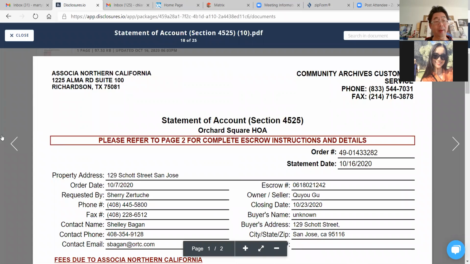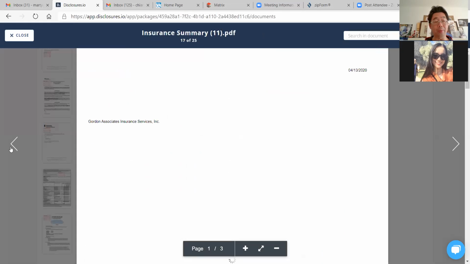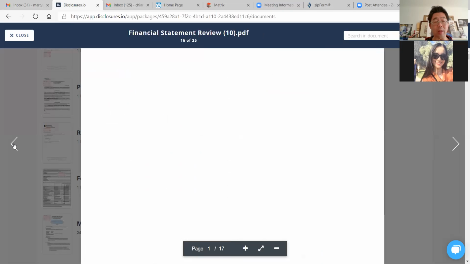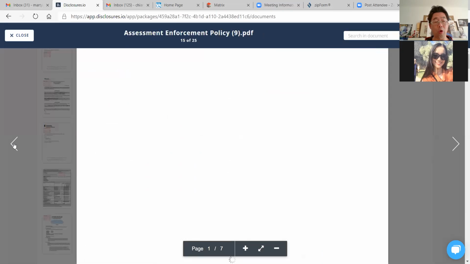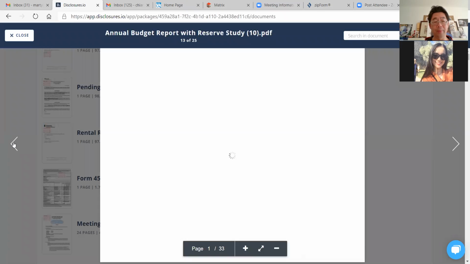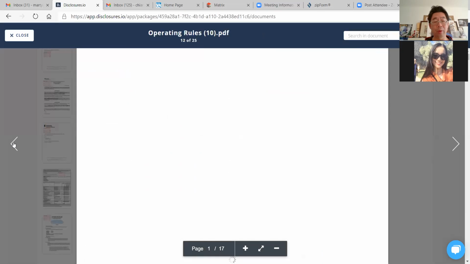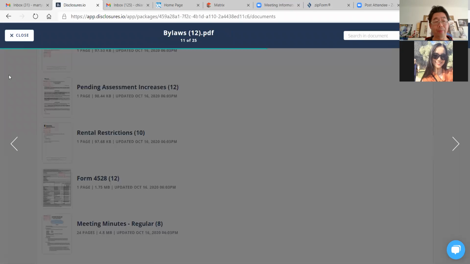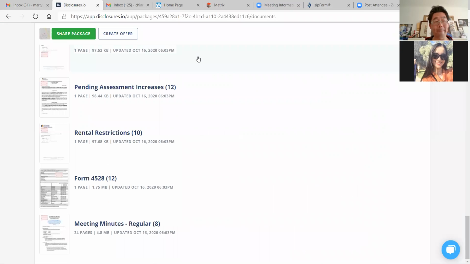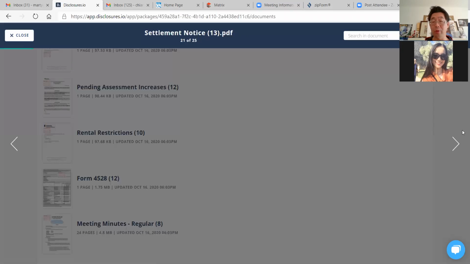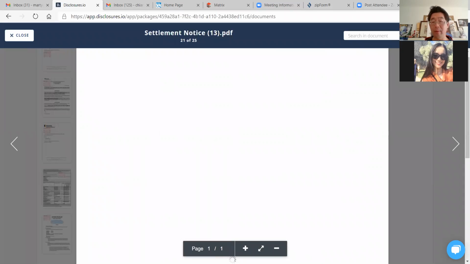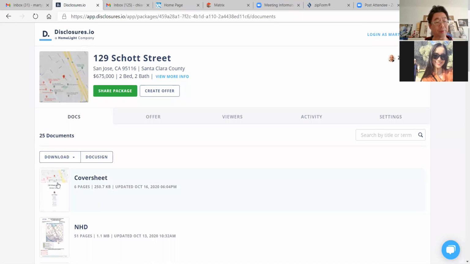Oh, I see, okay. Let's start with the very beginning. These are just the homeowner association documents, which are in the disclosure. I think it's very good because they already gave them to you. Let's start with this first page. Oh, this is not even the first page. This is the first page right here.